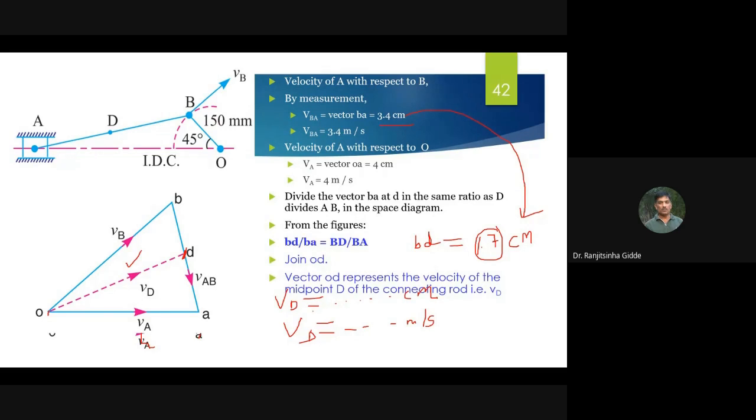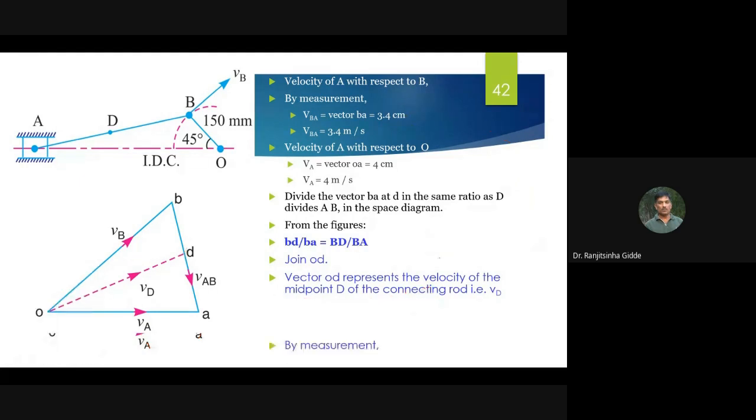Nikhil 4, Ajay Gawli 4, then Revannath 4. So I will check. Okay. So whatever value, done. So you can write VD is equal to vector od is equal to 4.1. I have displayed. You can write your own answer. And finally VD is equal to 4.1 meter per second. This is the first answer.